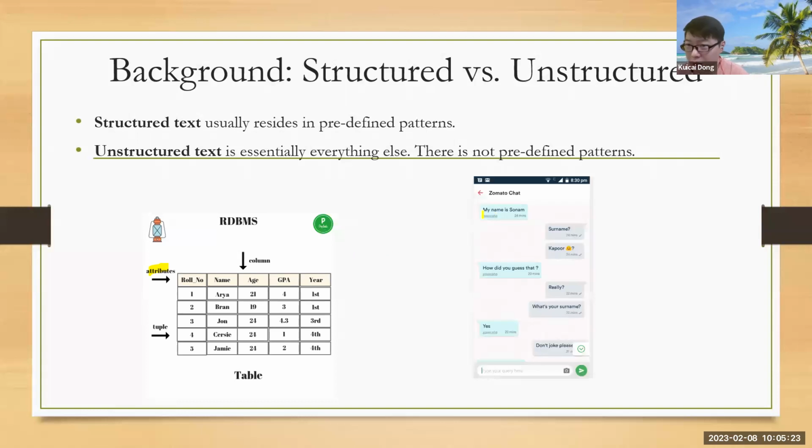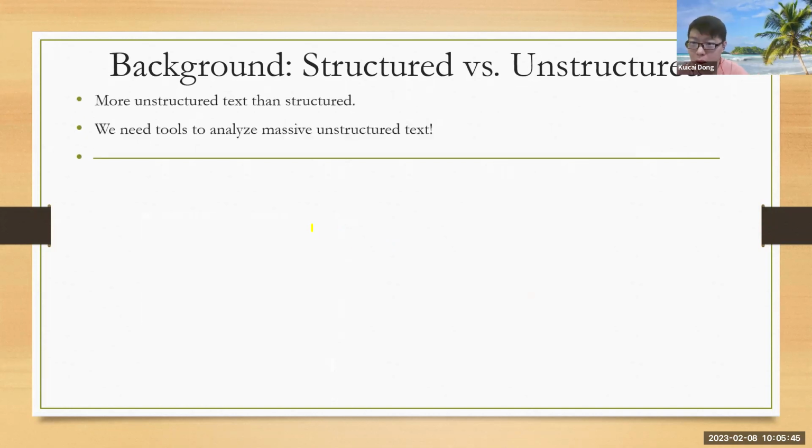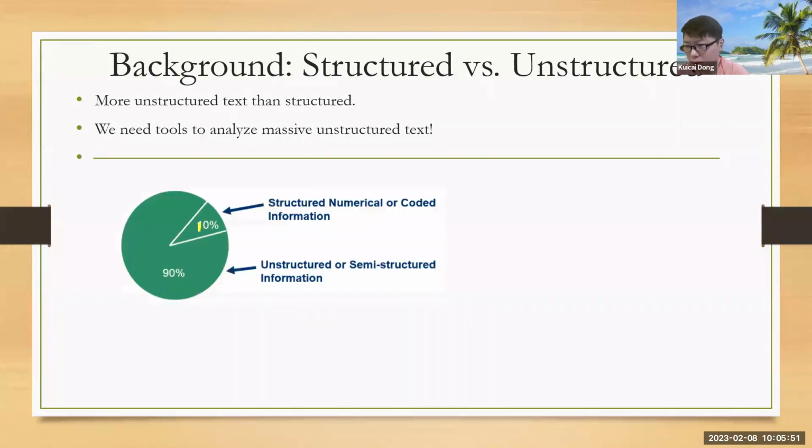Unstructured text here is a conversation. We can see this conversation has no structure at all. Everything lies in a free manner. Now we're familiar with what structured text and unstructured text are. In our real life, there is a lot more unstructured text than structured text. Only 10% is structured text, while the rest, 90%, is unstructured. Therefore, we need some tools to analyze the massive unstructured text.